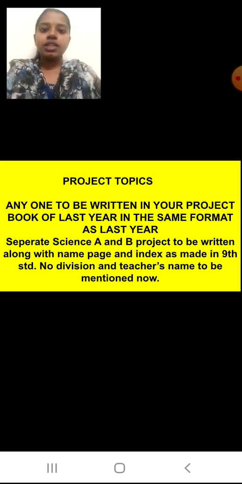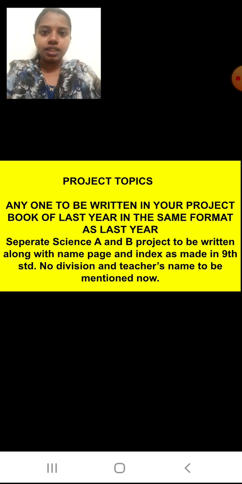Along with that, you made a name page last year also; in the same way now for 10th standard you will make a new name page in the same book, and the index as well, and it would be separate. You will not mention the division and teacher's name, but you will make a separate name page. The subject will be Science A, and for the subject Science B, a different name page. And the index also will be different. So you can make a partition and write. Okay, so in the same notebook as you did in 9th standard, the same way you will do for 10th standard.